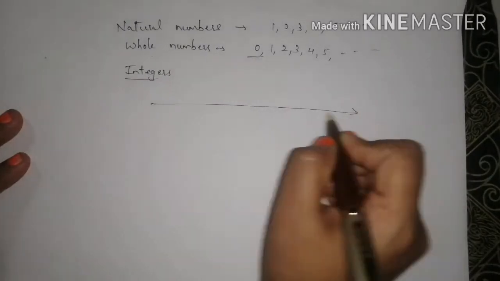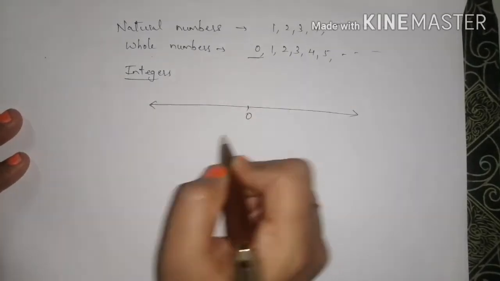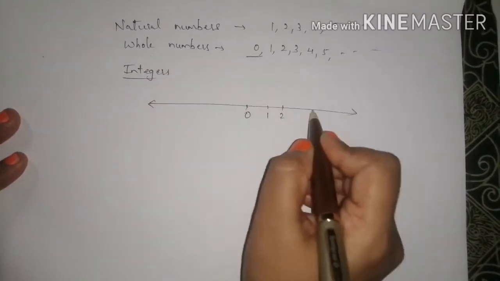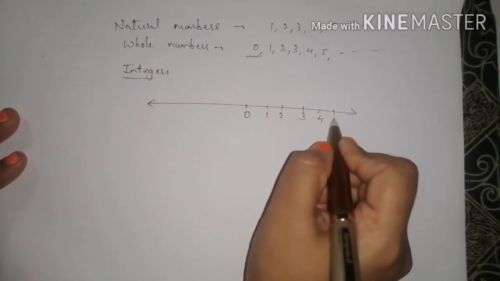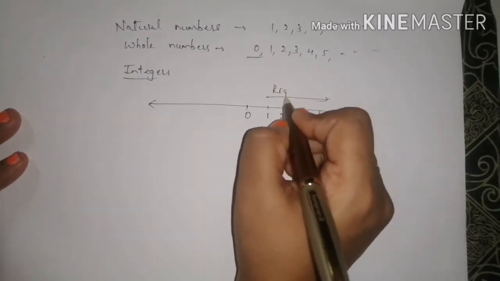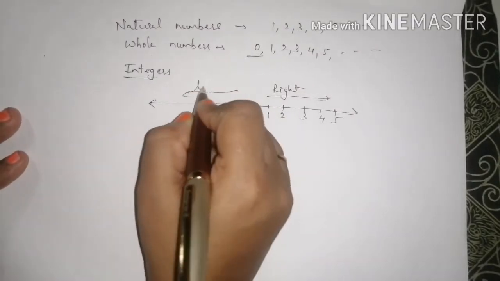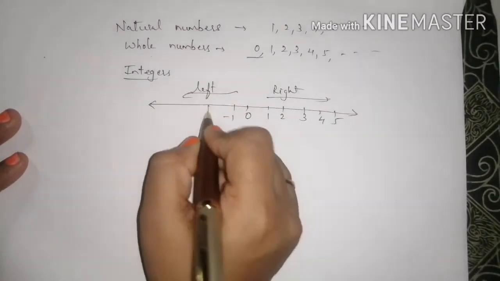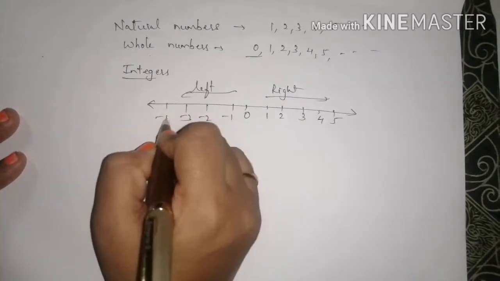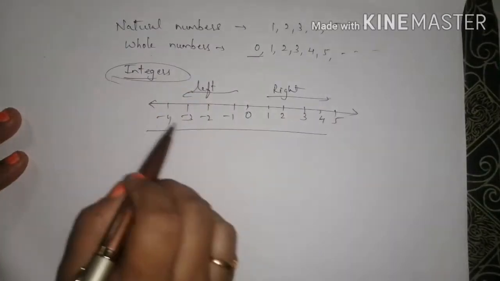On a number line, in the center it is 0. On the right all numbers are positive, and to the left the numbers are negative: -1, -2, -3, -4. So these are all integers.